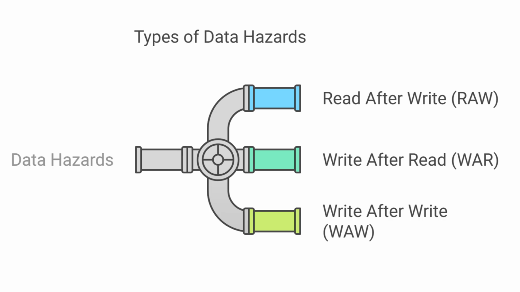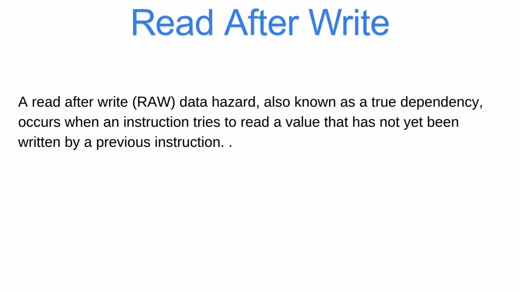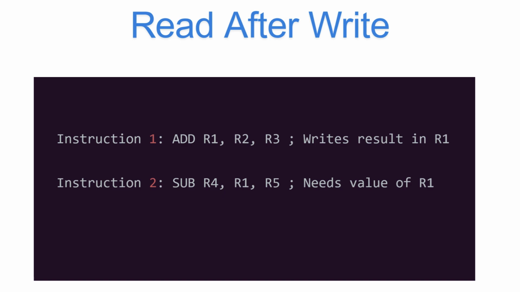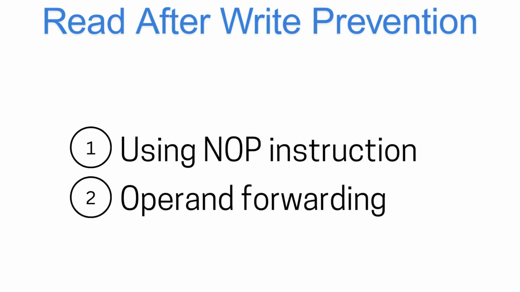The first type of data hazard is the read after write hazard. It occurs when an instruction requires reading a register that a previous instruction has not yet finished writing to. In this example, if instruction 2 is executed before instruction 1 finishes, it could read an outdated value of register R1. To prevent this type of hazard, we can use 2 methods.